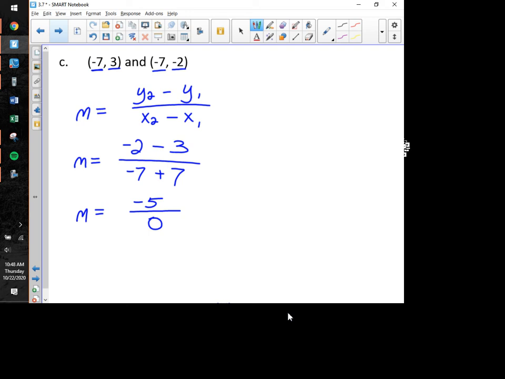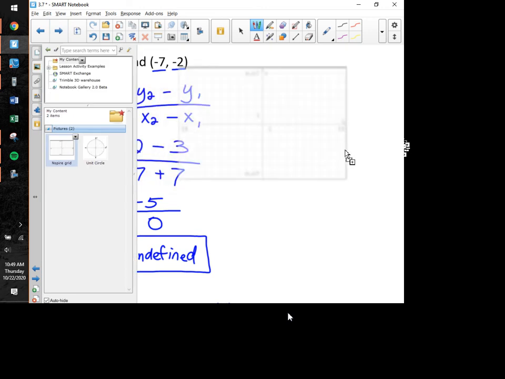And what I'm hoping everybody remembers, although history tells me you might not, is that it is impossible to divide a number by 0. So what happens here, guys, is that our slope is undefined. And given that the question said find the slope of the line passing through these 2 points, this is our answer. Now, very, very quickly, everybody, let's just sketch this out one more time.